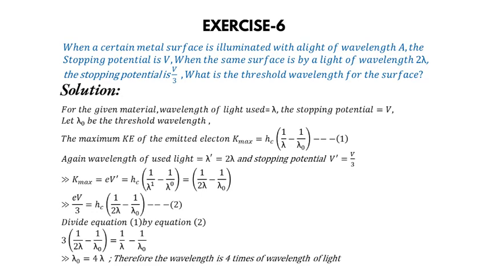We will find that 3 times (1/(2λ) minus 1/λ0) equals 1/λ minus 1/λ0, which means to say that λ0 equals 4λ. Therefore, the threshold wavelength is 4 times the wavelength of the light.